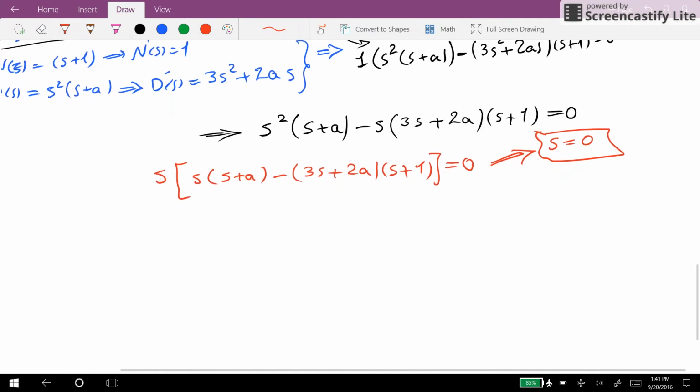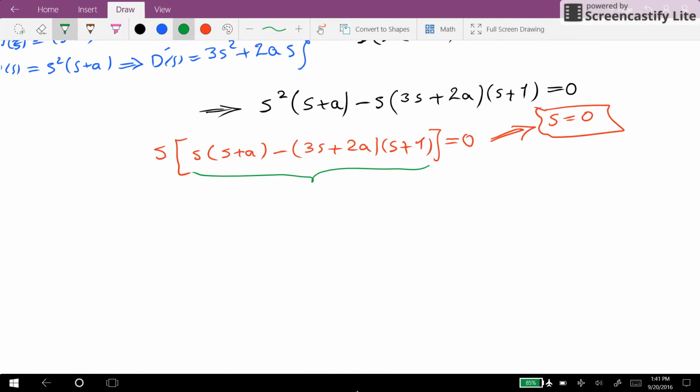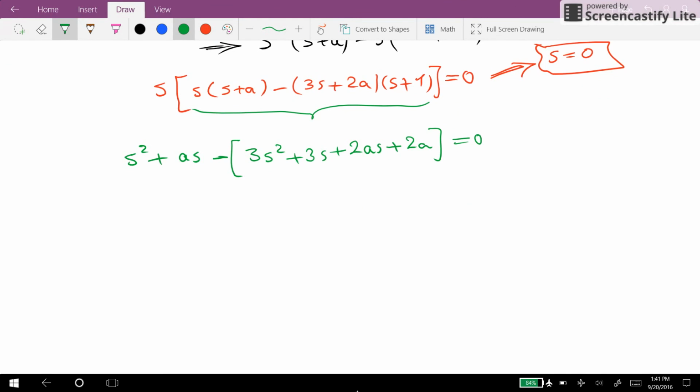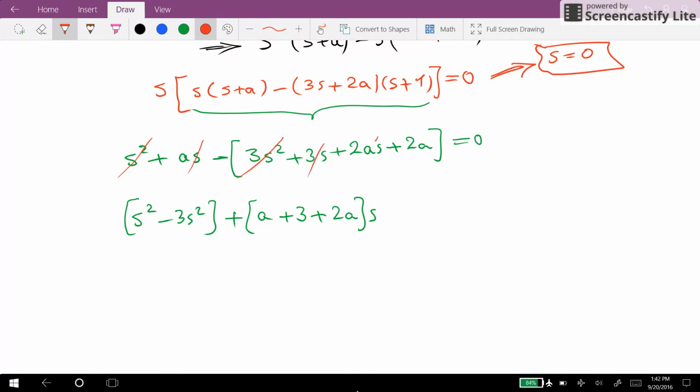We will go into the details of this point, whether it belongs to the positive locus or negative locus. And then the rest that we have here should be equal to 0 to find out the other roots. We will have s squared plus a times s minus, so multiplication of these will provide us 3s squared plus 3s plus 2as plus 2a equal to 0. And from here we will have s squared minus 3s squared. So these terms will appear here, plus a plus 3 plus 2a times s. So these terms appear here.